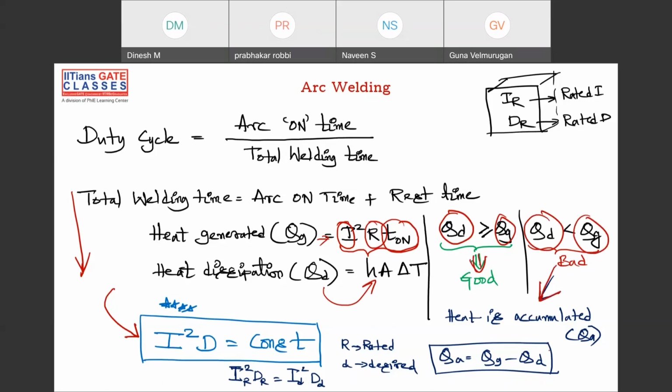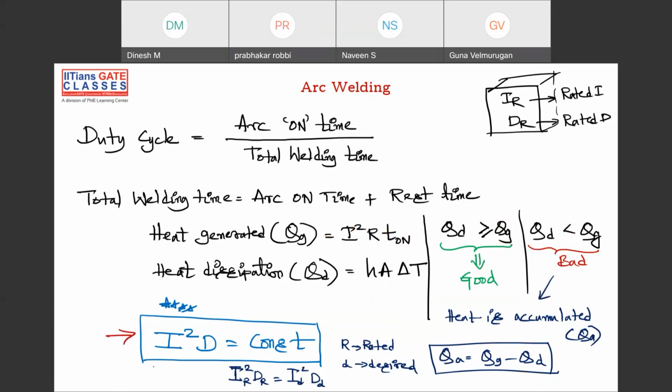Heat is accumulated. How much heat is accumulated? Generated heat minus the dissipated heat, and this is your accumulation. Right? Fine. Now you have to remember this formula, that is I square D is equal to constant. What is I? I is nothing but current, and D is your duty factor.